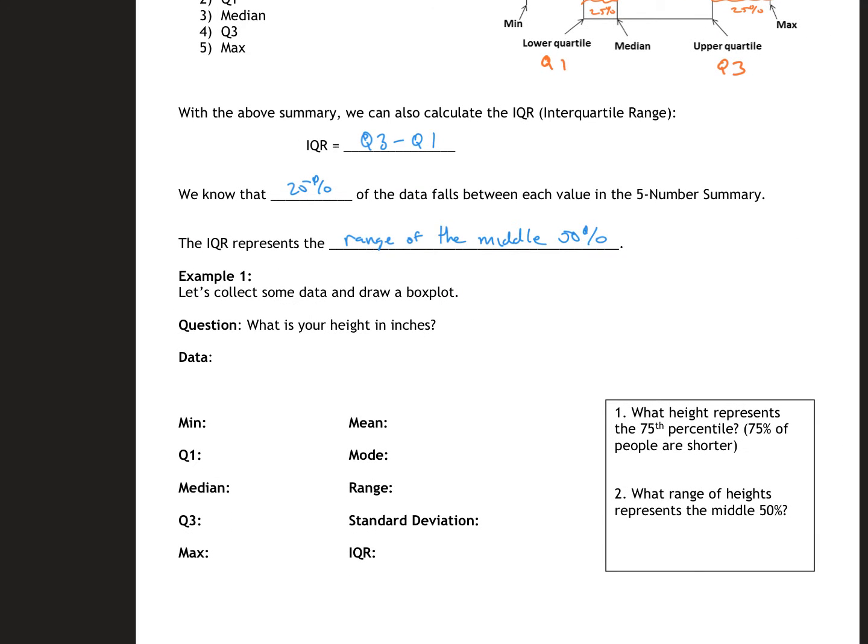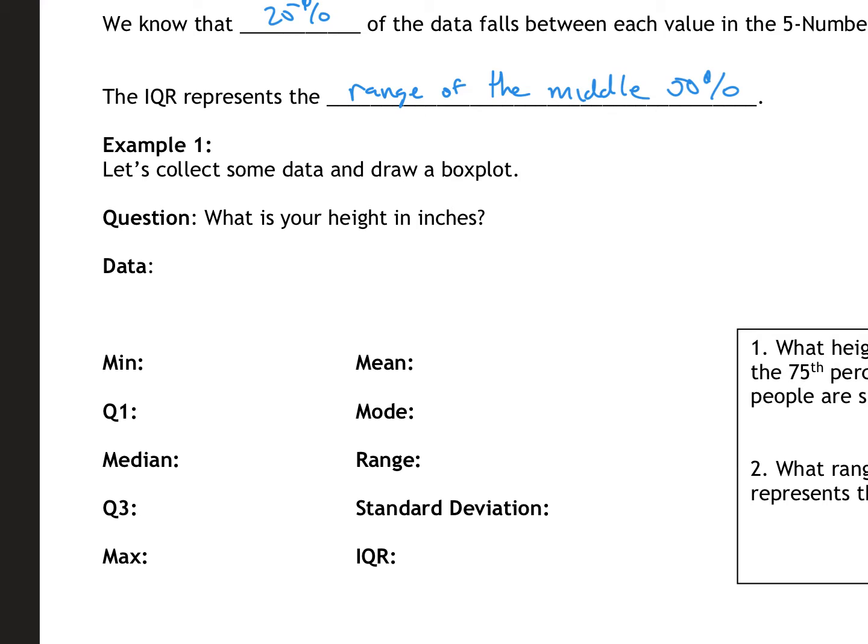So let's collect some data and draw a box plot. So what is your height in inches? This is going to be some data that I've already collected, so that way we already have it. But usually we would run around, measure everybody and go from there. But due to COVID, we can't do that. So I'm just going to go through from what I had. So you can copy this down. So 65, 64, 70, 67, 63. This is one of my classes from last year.